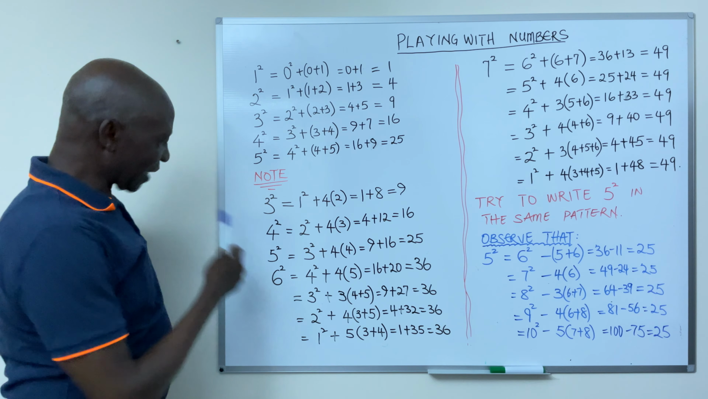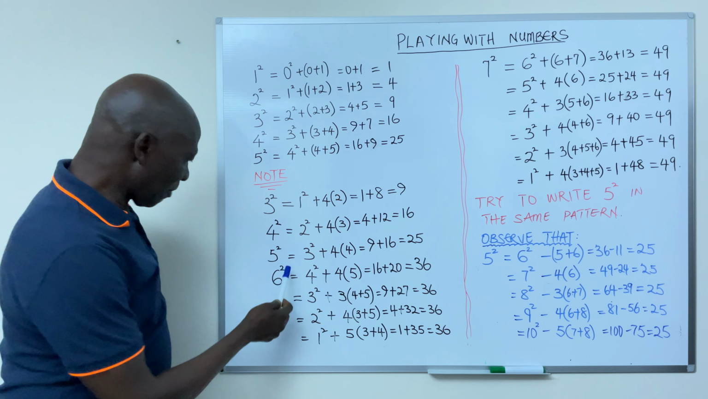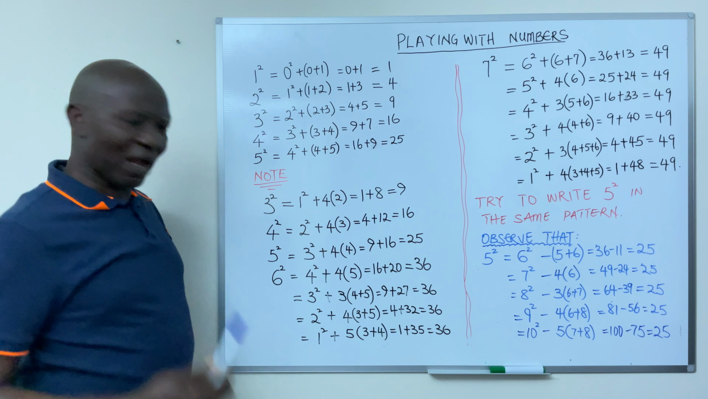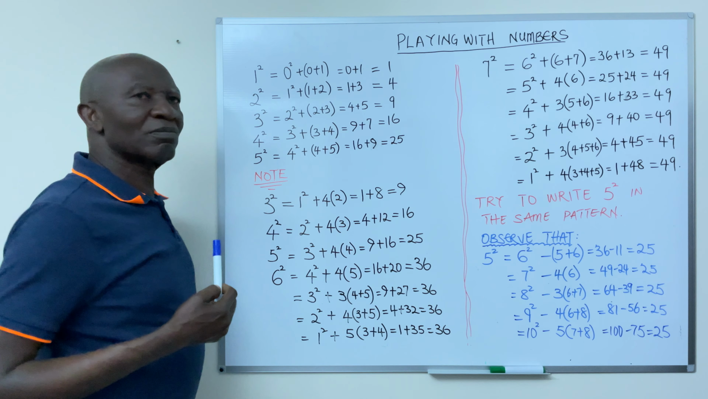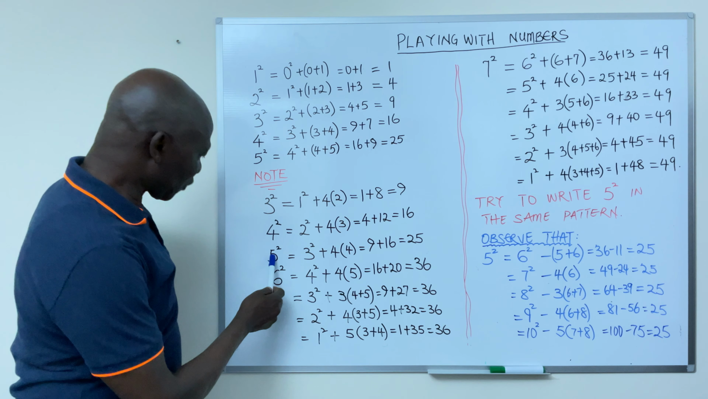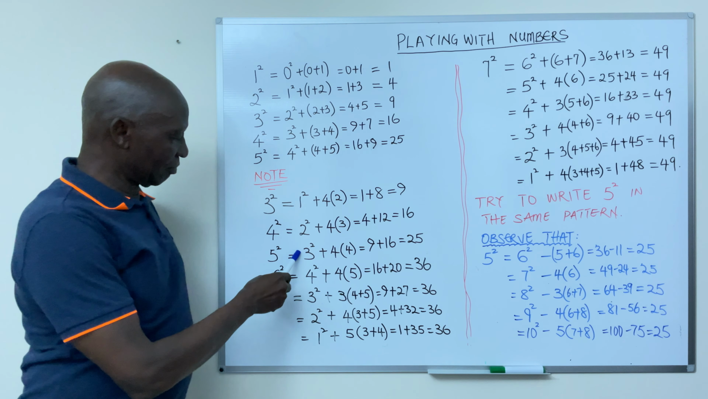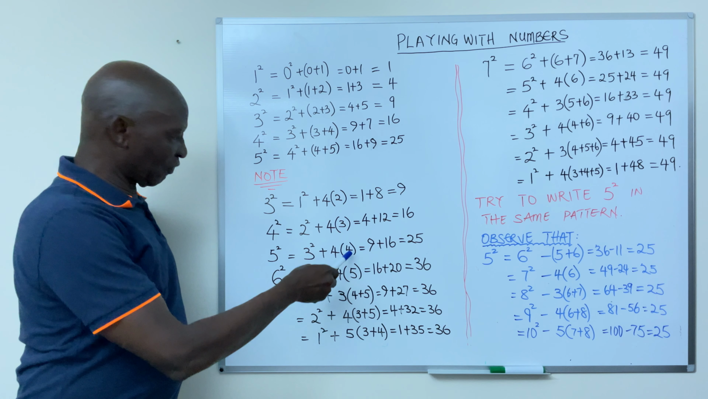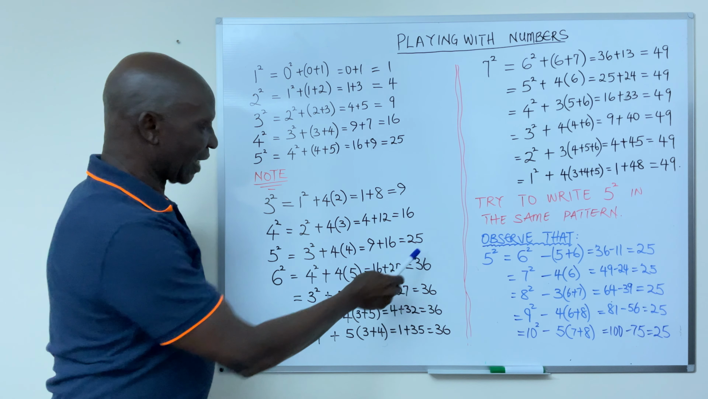Let's consider 5. If you look at 5 squared and 3 squared, there's a number in between. What is the number? 4. That number in between multiplied by 4. So we now have 5 squared is equal to 3 squared plus 4 times 4, which is equal to 9 plus 16, and that's 25.